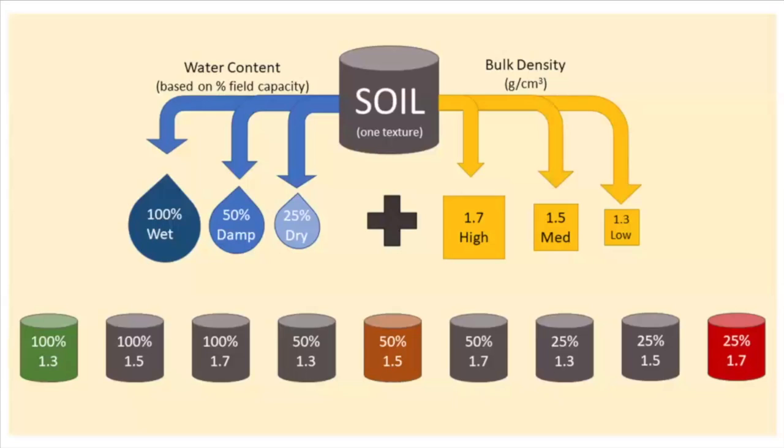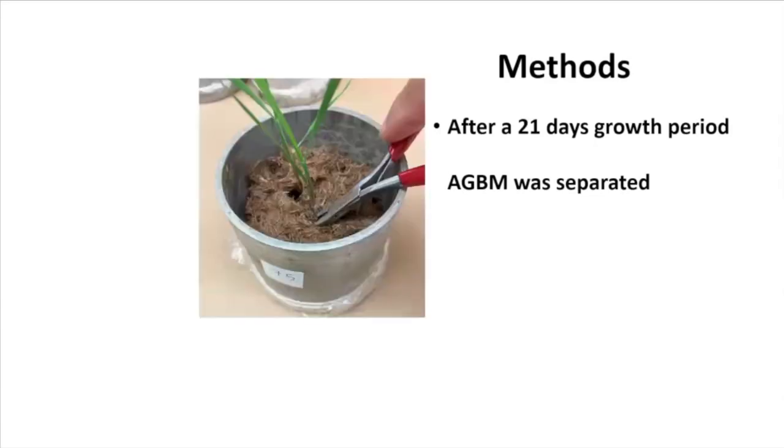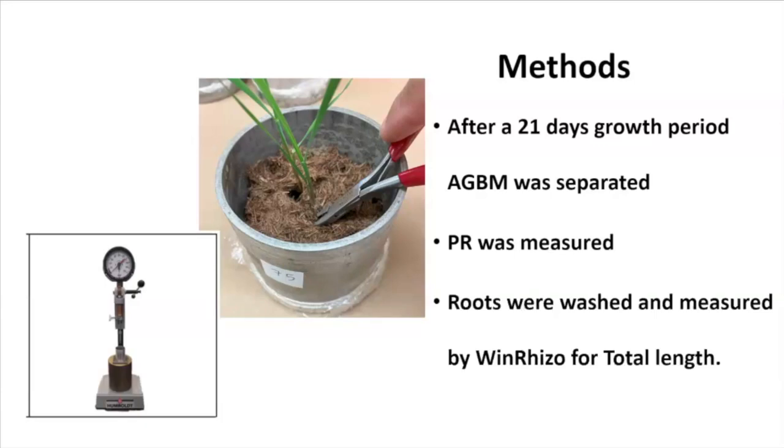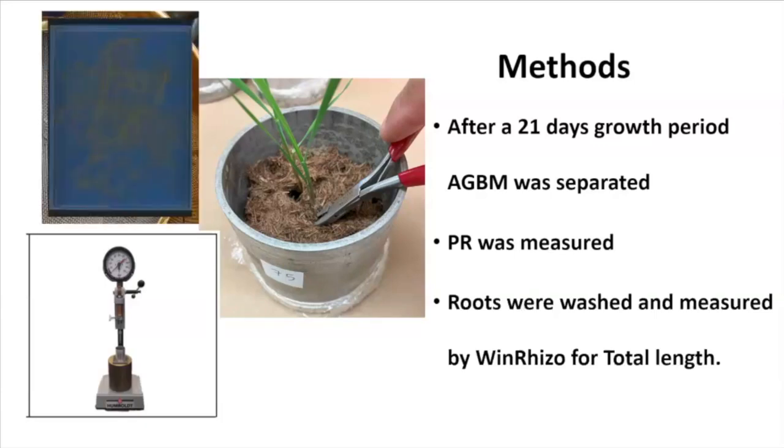We had a high, a medium, a low, and a wet, a damp, and a dry. Those created these 9 groupings, and each grouping was replicated 3 times. So after a total 21-day growth period, above ground biomass was separated, like in the picture. Penetration resistance was measured with our Humboldt penetrometer, and then the roots were washed and measured with a WinRHIZO machine for total length.